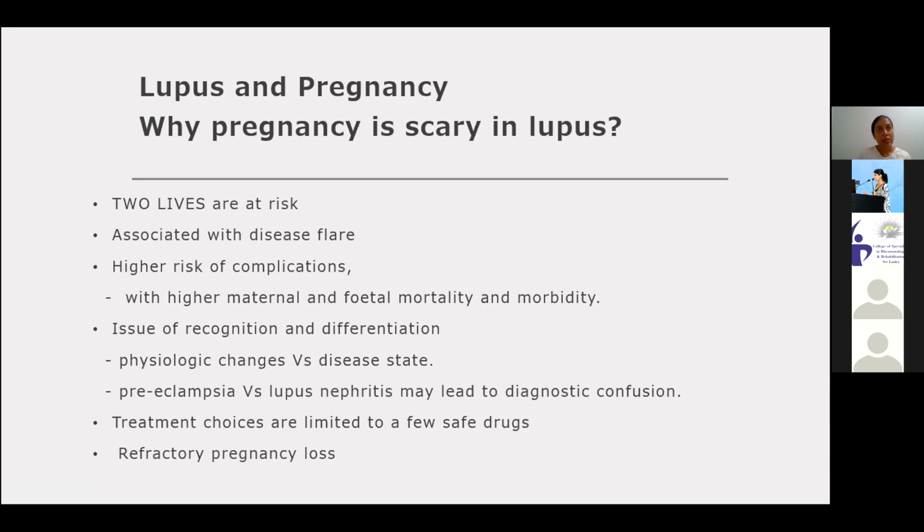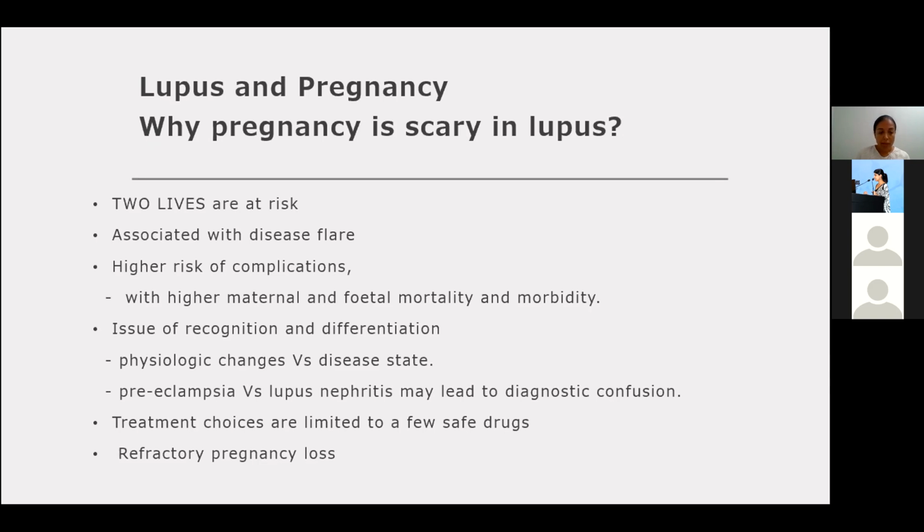So why is pregnancy scary in lupus? Because there are 2 lives which are at risk, and pregnancy is known to be associated with disease flare even in well-controlled patients. And there's a very high risk of complications than in a normal pregnancy, with higher maternal and fetal mortality and morbidity.